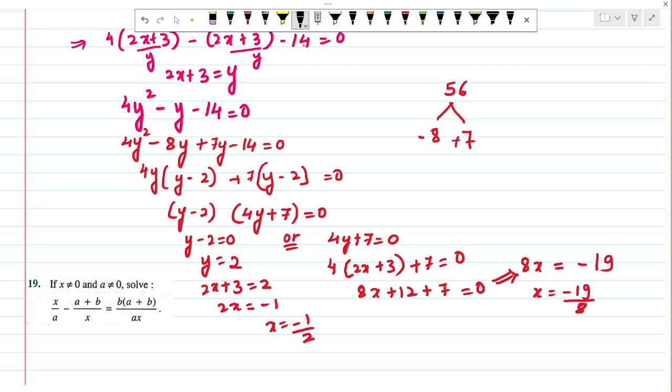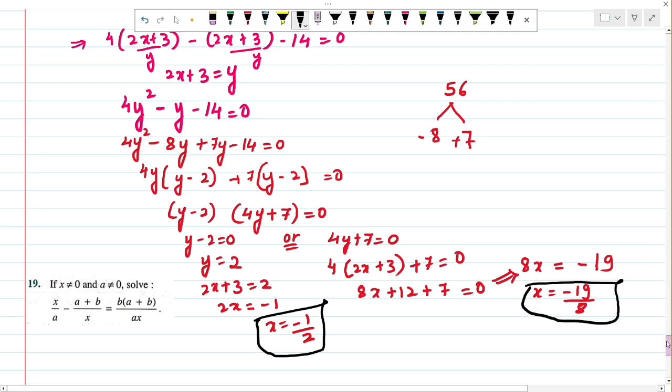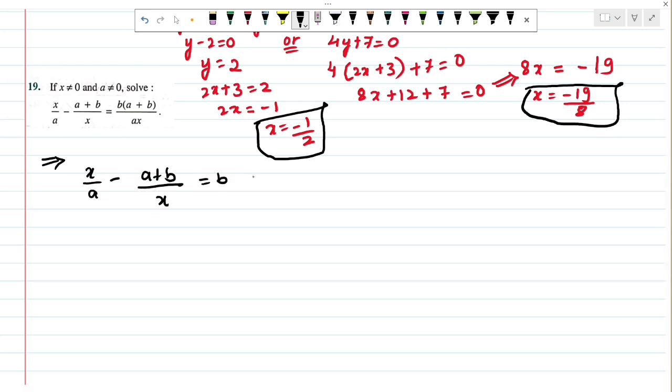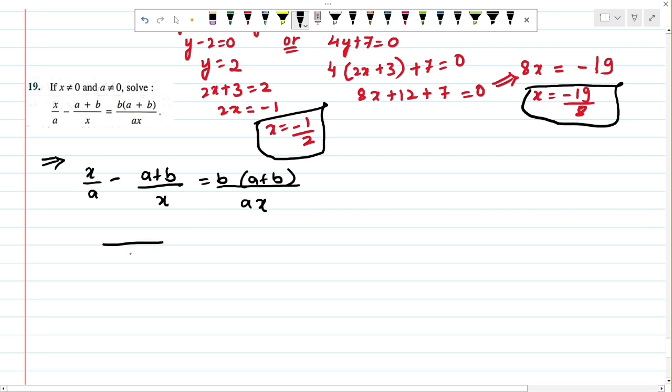So these are the two values I'll get for x: minus 1 by 2 and minus 19 by 8. So next term is, I'll write the equation first: x by a minus (a plus b) by x is equal to b of (a plus b) divided by ax. So I'll take the LCM. This becomes ax, and here I'll multiply it with x, and here I'll multiply with a.